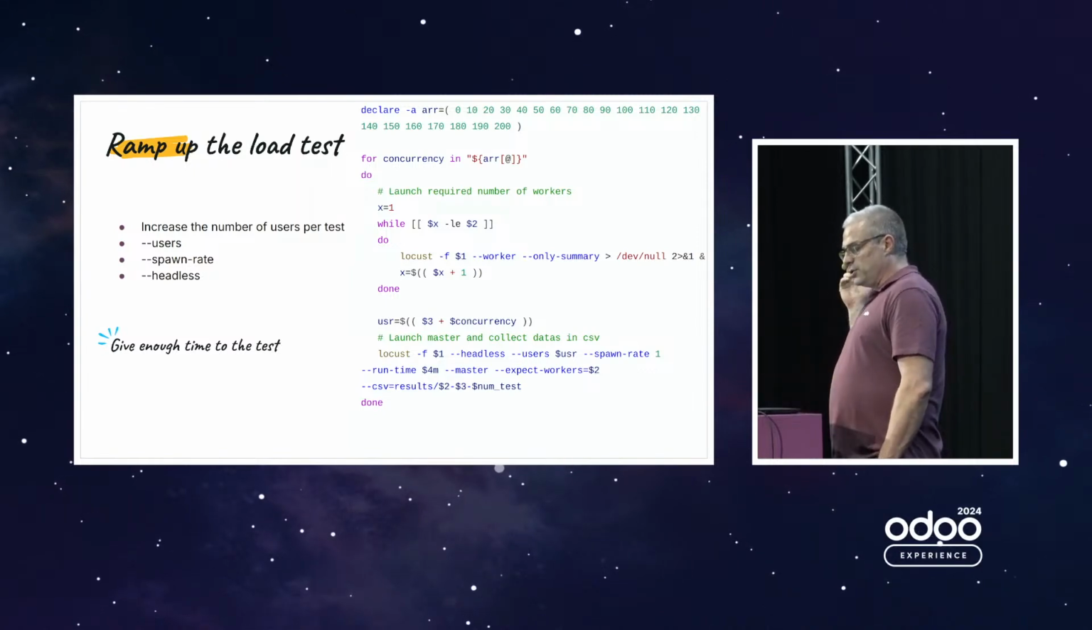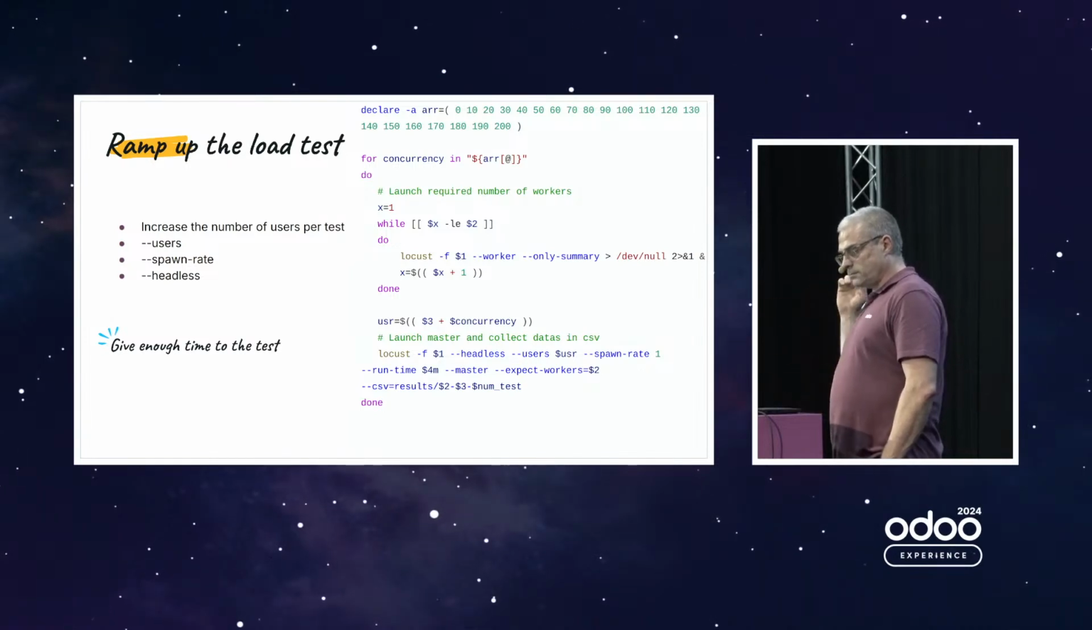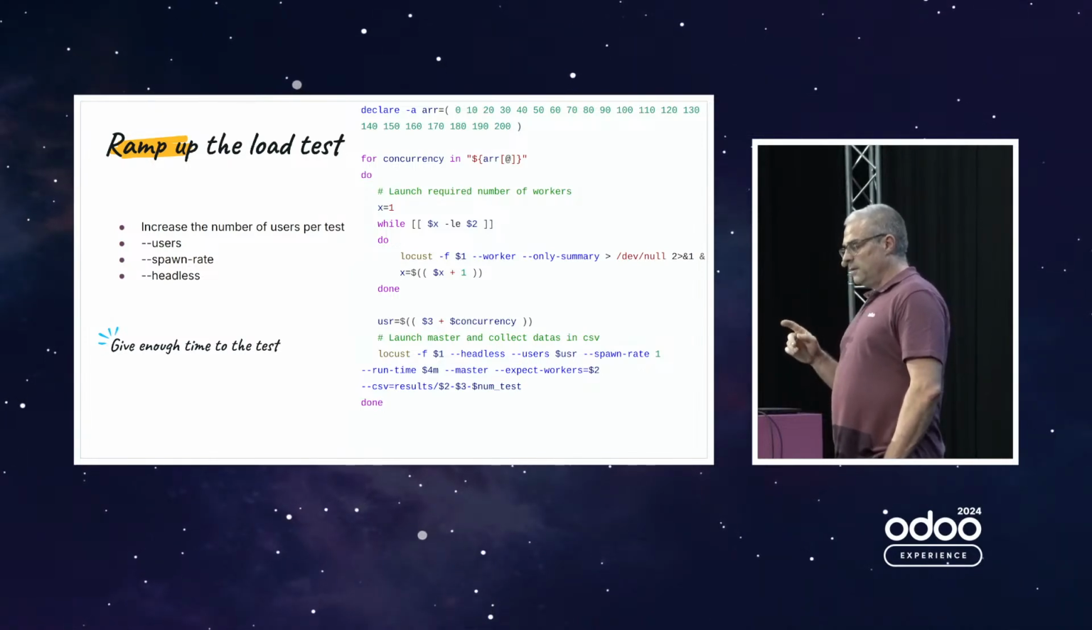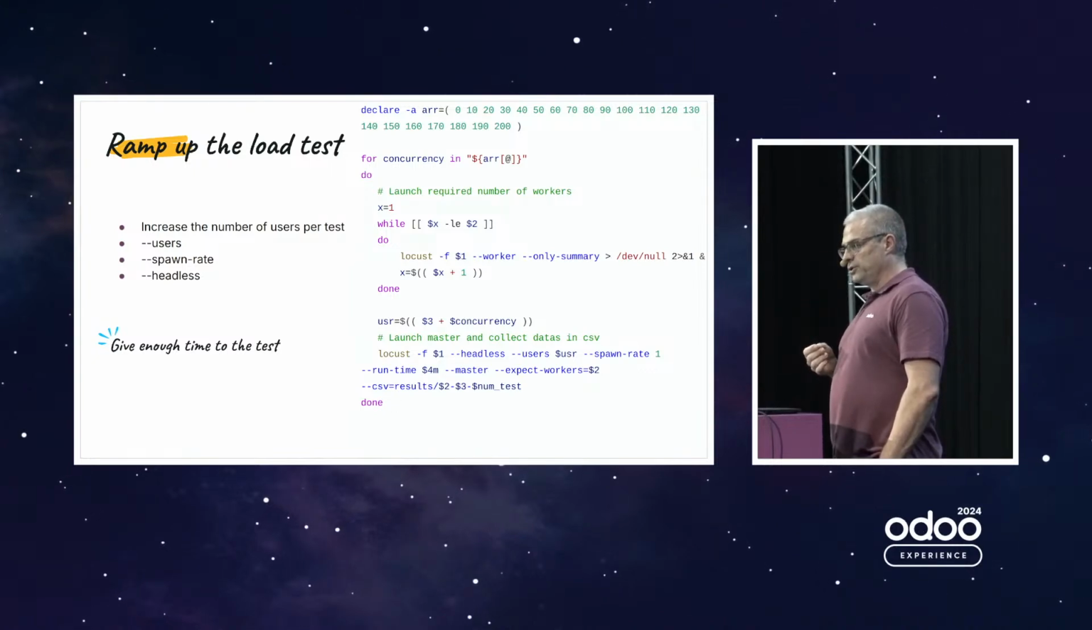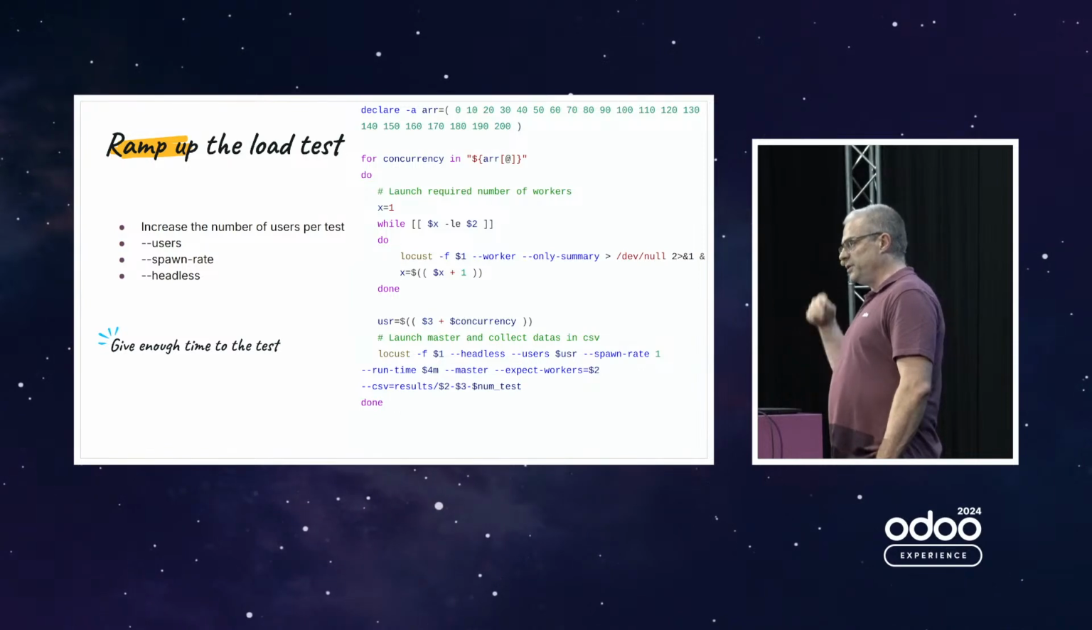I will run Locust in headless mode, and I will just run a given amount of users, then 10 more users, 20, 30, and so on.